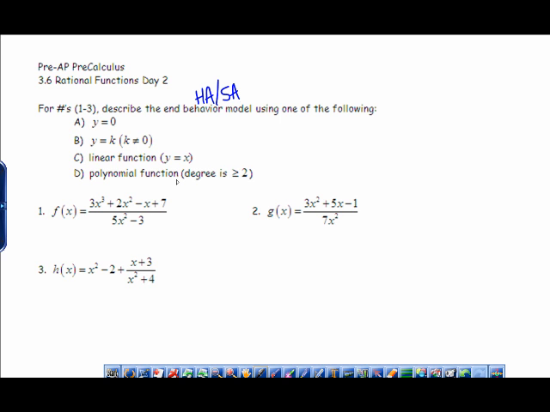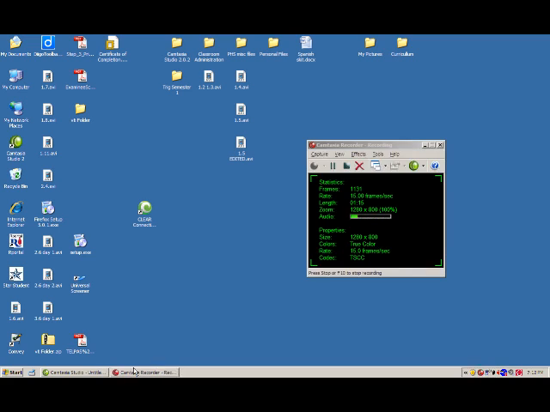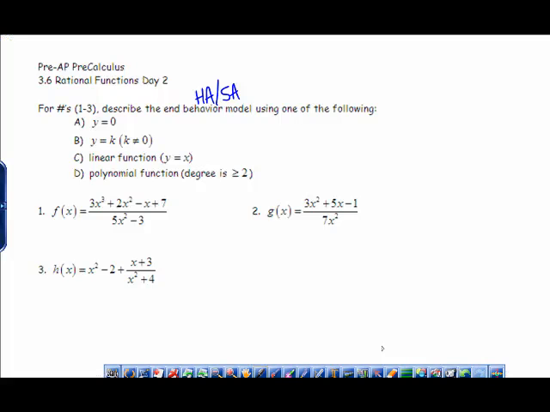For instance, if I were to do long division on problem 2, I don't need to figure it out, but if I were to do long division, you would get 3/7 as your answer. I'm not going to go through that, but this is definitely scenario B, and we would say that the asymptote is y equals 3/7. All right, now let's go back to number 1.